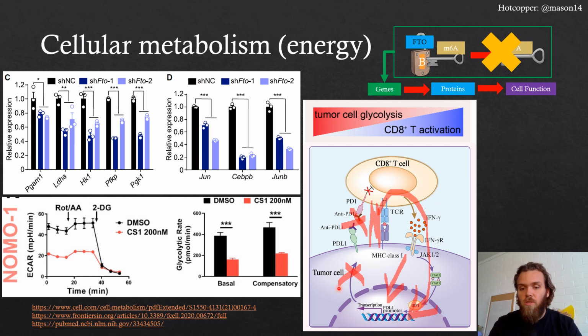FTO inhibitor slows this transcription down, reduces our PDL1. The anti-PD1 or PDL1 therapy blocks this interaction, so the immune cell can recognize this tumor cell for what it is.